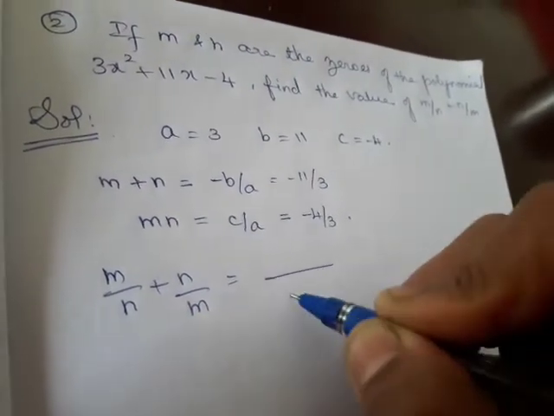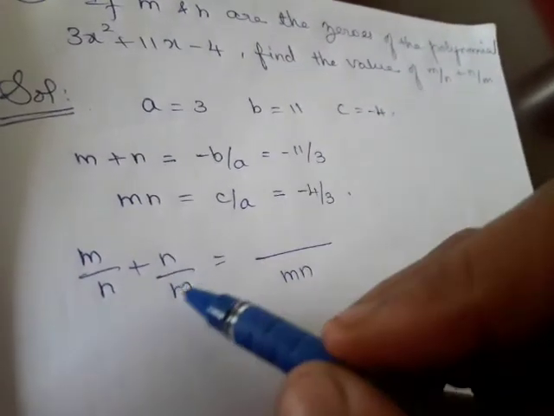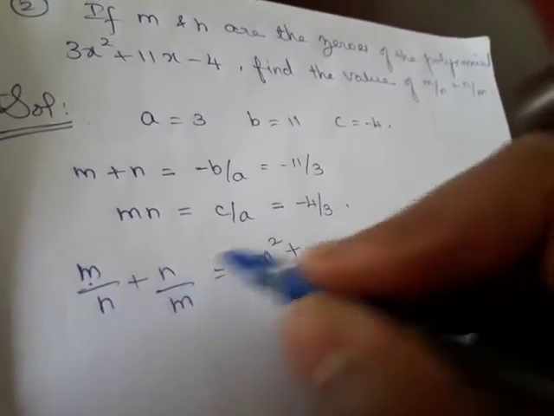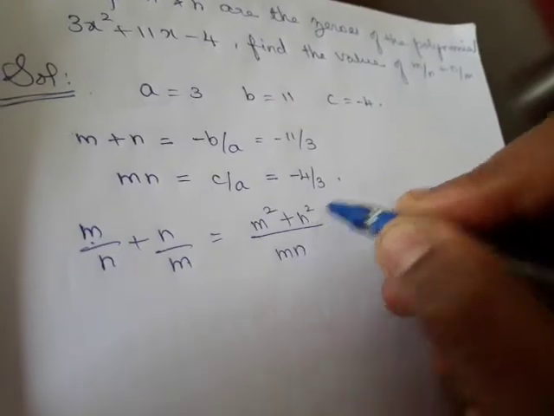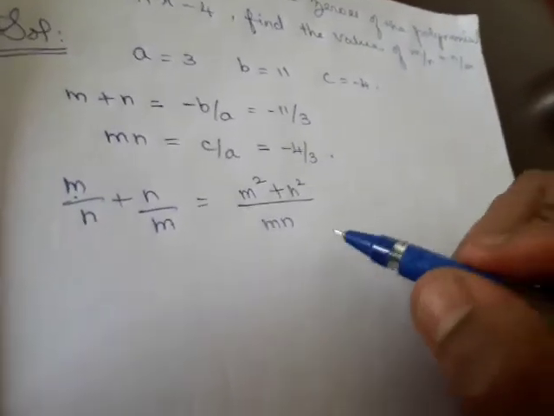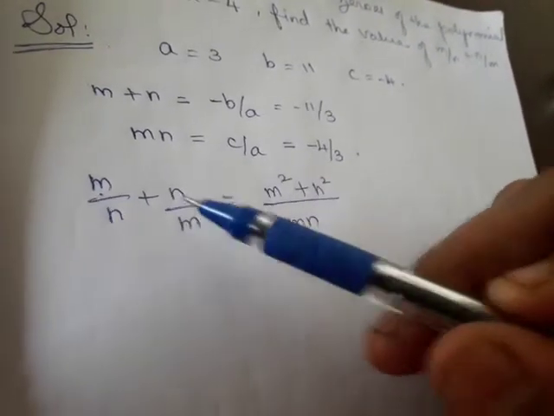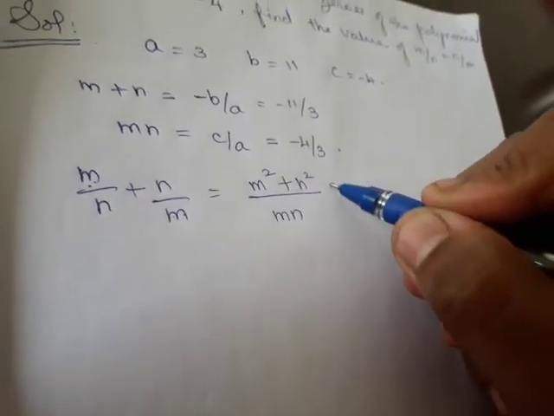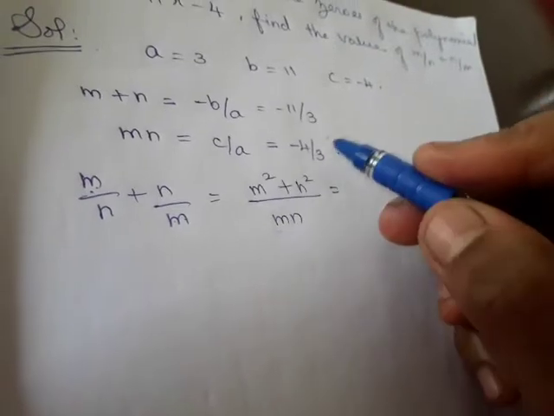Now they asked you to find m by n plus n by m. So take LCM, you will get mn. Now cross multiply it, m into m, it will become m square, plus n into n, n square. This is what we get by taking the LCM, right? So mn I have taken as LCM, and the numerator is m square plus n square. Now which is equal to, we know the value for mn here.